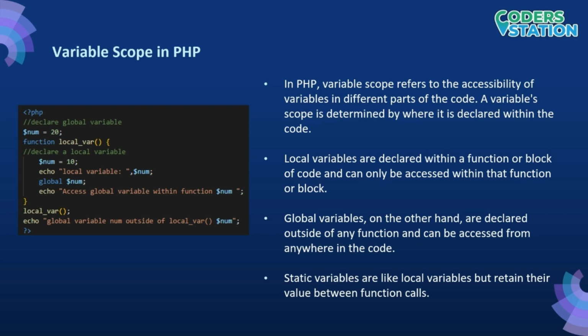And the last, static variables. They are the same as local variables but retain their value between function calls. Like after the function is executed, the variable is wiped out because it stores the value temporarily. But if you want to use that value further in the code, you can declare it as a static variable and it will retain its value throughout the code.